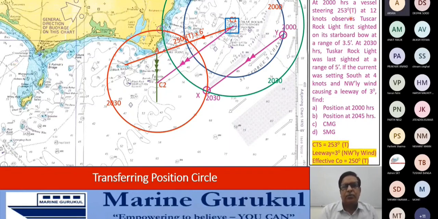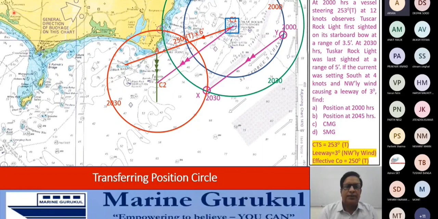Additional information given in this question to rule out the possibility was that only at 2000 hours, if this was the position at 2000 hours, then only the Tusker Rock would be on the starboard bow. Had this northerly been positioned even in the navigable waters, then its corresponding position at 2000 hours would have Tusker Rock on her port side. So therefore, this point Y is the 2000 hours position circle, X the 2030 position circle, XY the CMG, and distance XY the distance made good in half an hour. Double it up to get the speed made good.